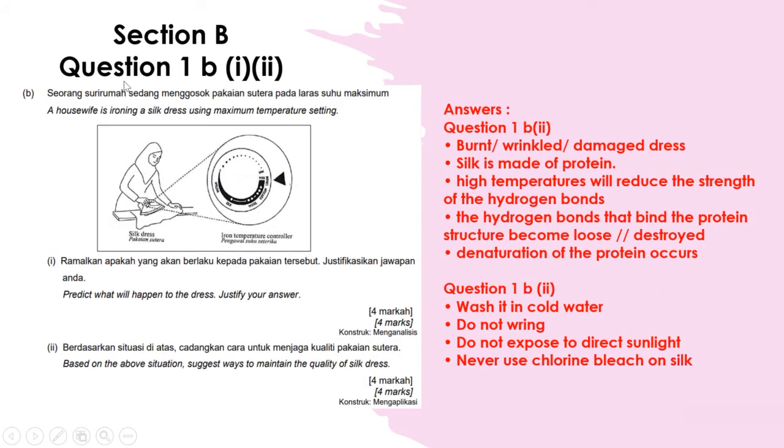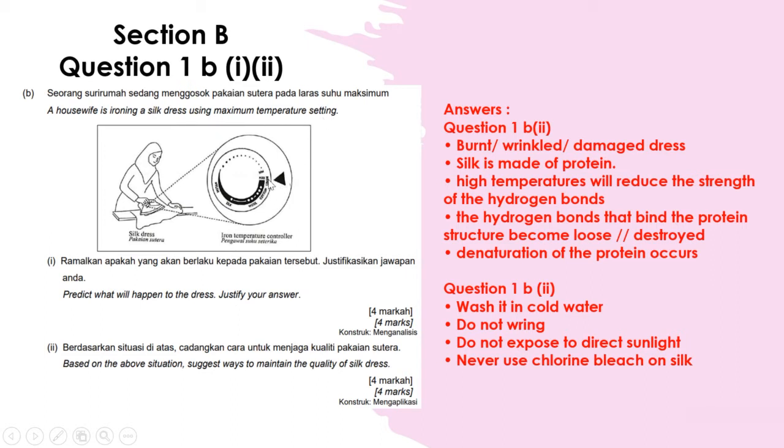Next, we go to question 1B, 1 and 2. A housewife is ironing a silk dress. The clue given here is silk dress. Silk refers to an example of protein. You have to know that. The housewife is using the maximum temperature setting.